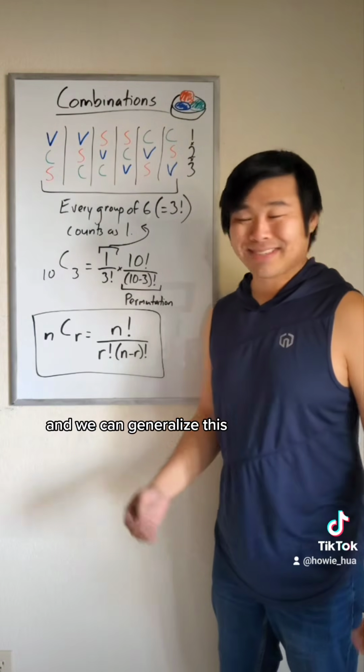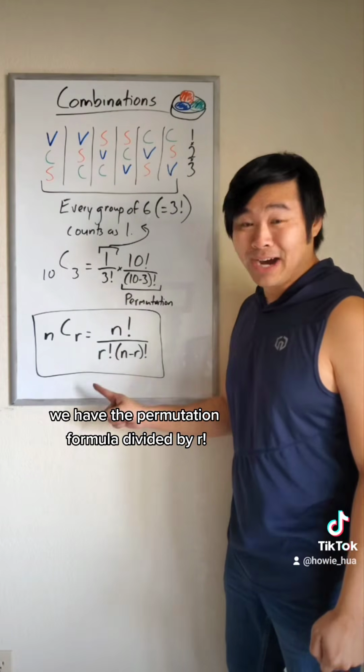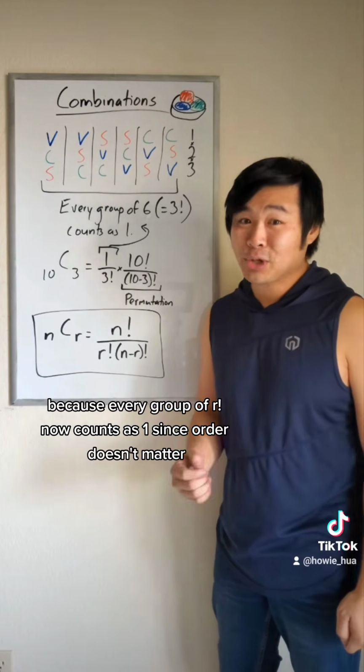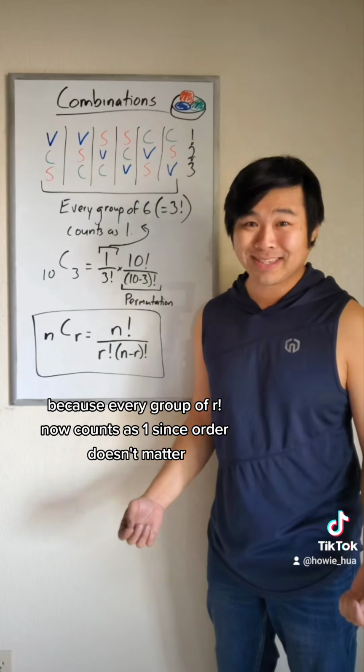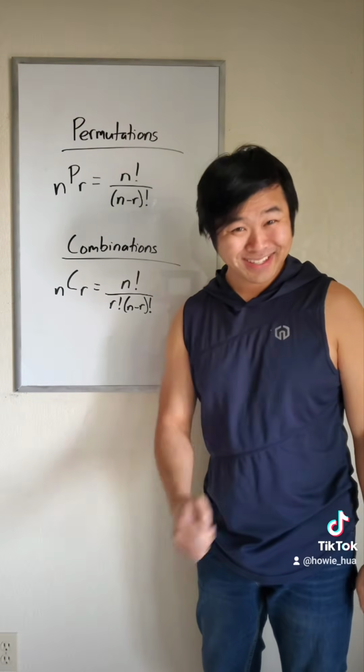And we can generalize this. We have the permutation formula divided by r factorial, because every group of r factorial now counts as 1 since order doesn't matter. So there you have it.